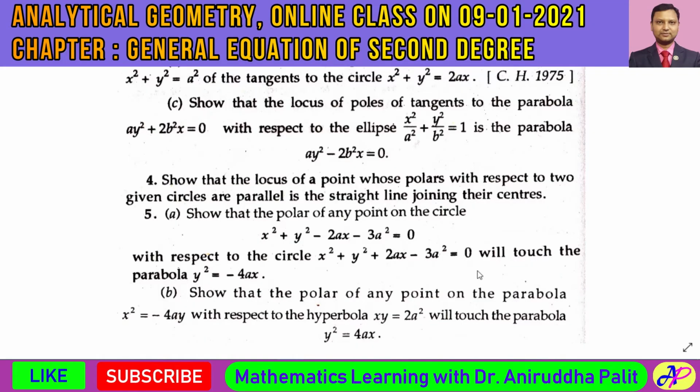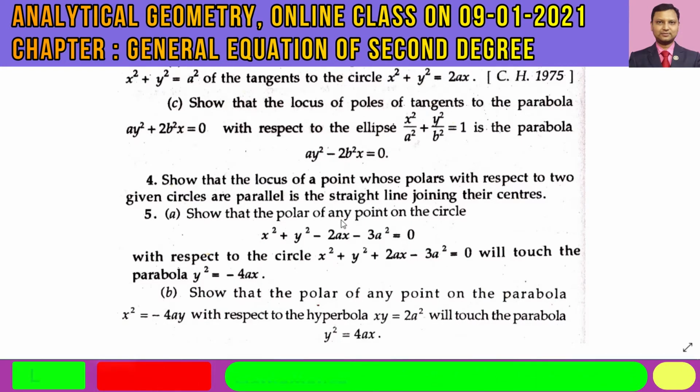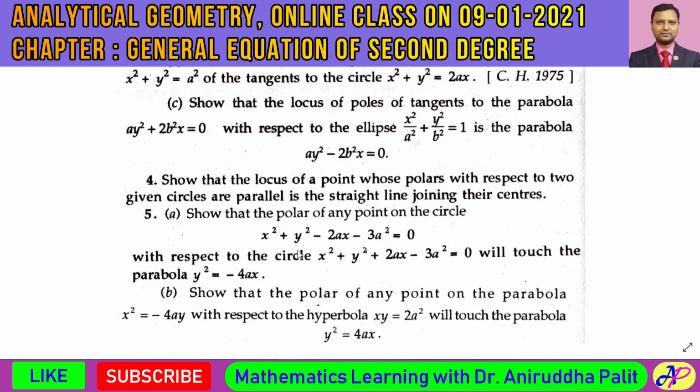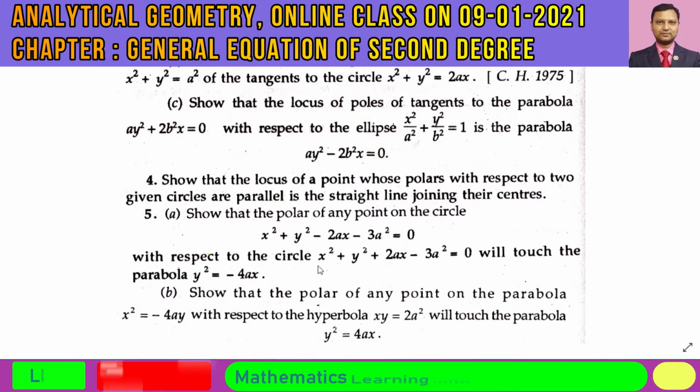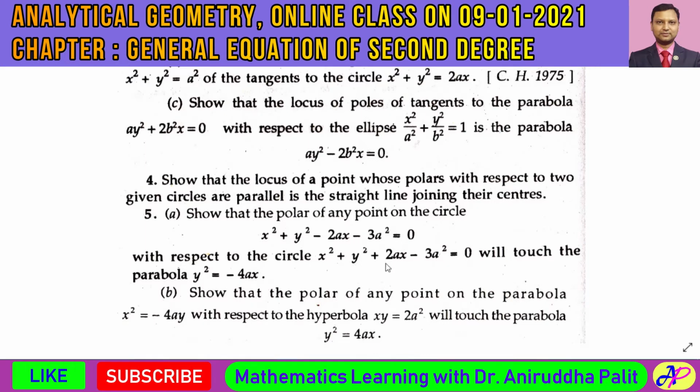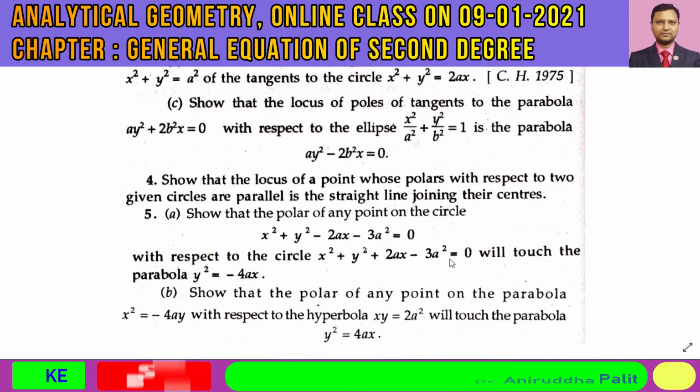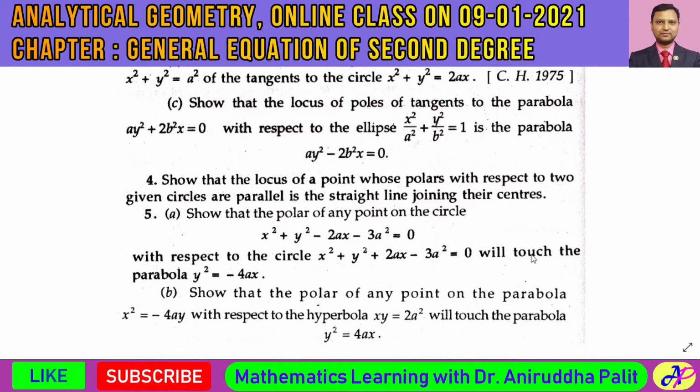Everybody. Today we are first going to discuss this question. It says: show that the polar of any point on the circle x square plus y square minus twice ax minus 3a square is equal to 0 with respect to another circle x square plus y square plus twice ax minus 3a square is equal to 0 will touch the parabola y square is equal to minus 4ax.